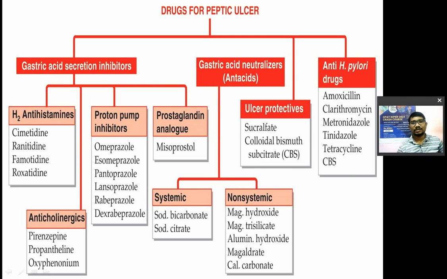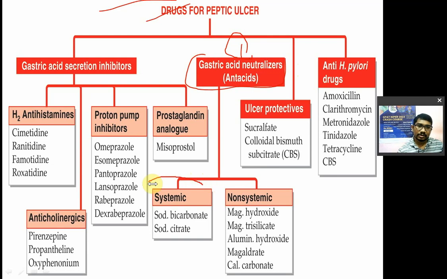So there is no need to remember the classification, but still we will see it. Classification of drugs used in peptic ulcer. The first class will be your antacids, which react chemically with already formed acid. So antacids will react chemically with already formed acid and neutralize it.